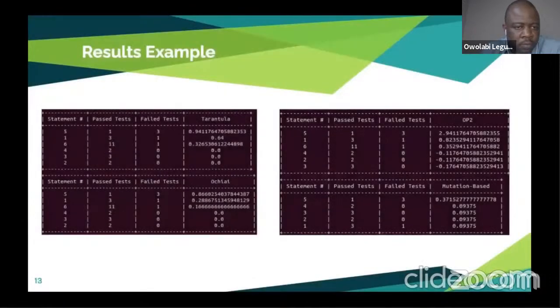So if you were to run ProFL, this is the output you would get. You get 4 tables, each one representing the result of one of the techniques. You can set an argument so that ProFL only executes the spectrum-based or the mutation-based techniques, or both. If you choose spectrum-based, you can choose which spectrum-based formula it uses.